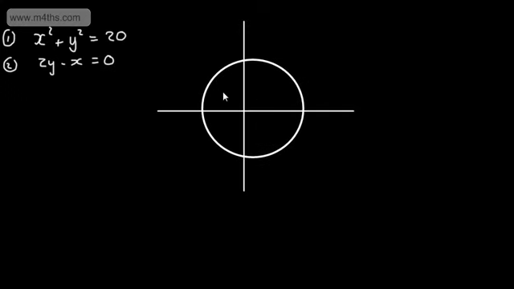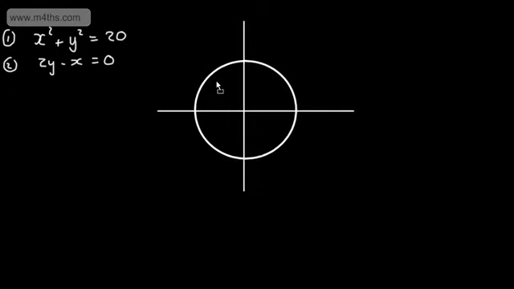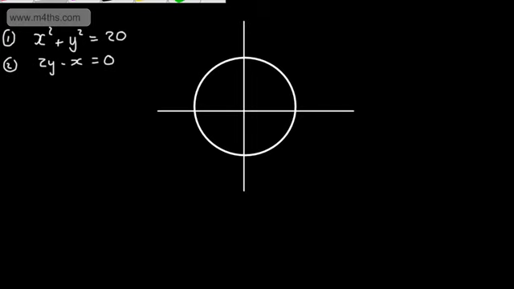So let's go ahead and put that on. So that's what we've got now, and we've got this point right here. So this is going to be root 20 comma 0. This is going to be 0 comma root 20. This is going to be minus root 20 comma 0, and this is going to be 0 comma minus root 20.